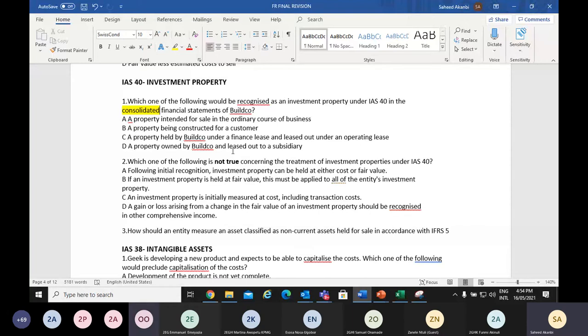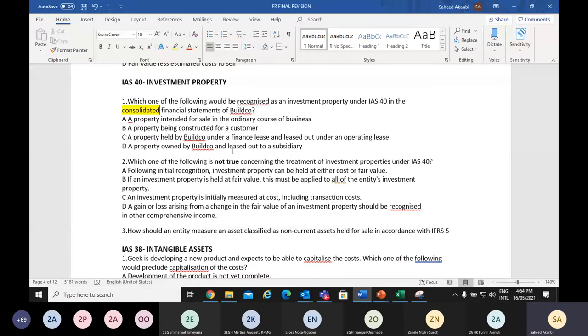If ACCA is a parent company and a subsidiary is financial reporting, ACCA has a property somewhere in London, and the subsidiary occupies that property and pays ACCA rent every year. In the books of ACCA, that property is an investment property, but on consolidation, the property automatically becomes a PPE. So please, don't get it wrong.